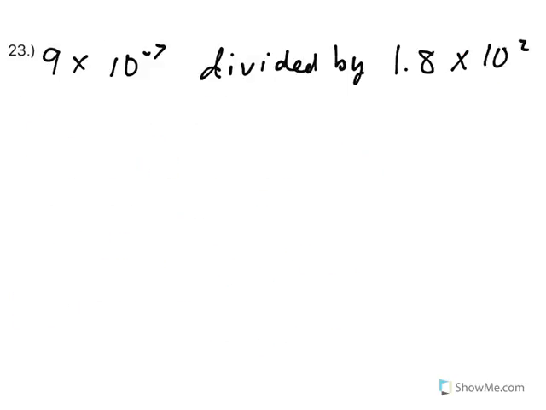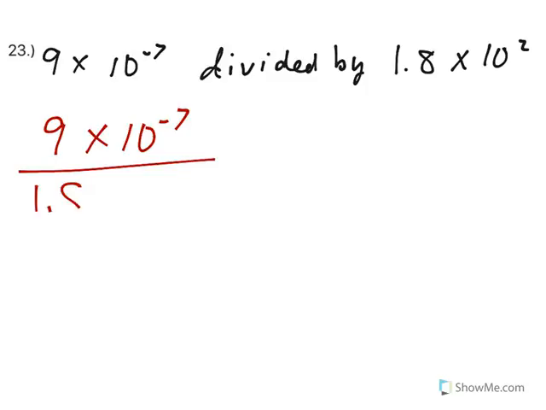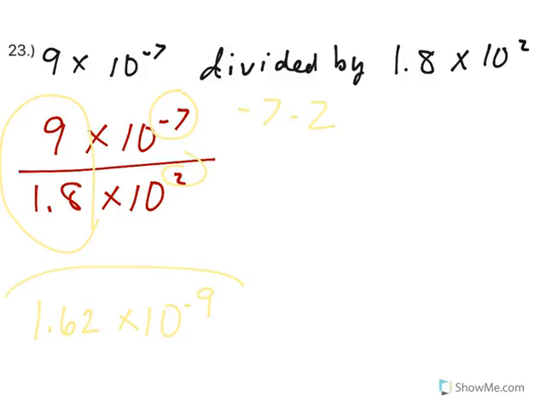Now let's divide. When I divide, I like to write my numbers on top of each other because that's just how my brain prefers to see them. So when I divide, 9 divided by 1.8 is 1.62 times 10 to the negative 7 minus 2 is negative 9. And there's my scientific notation.